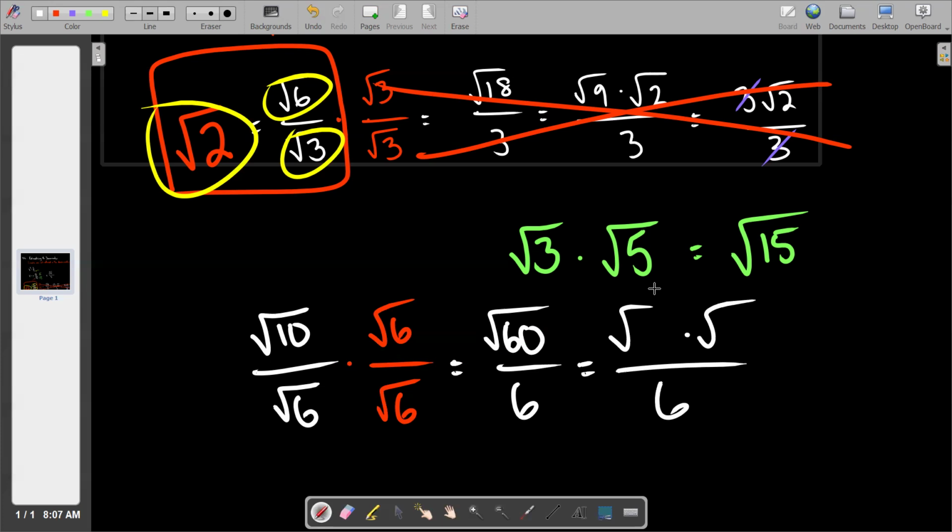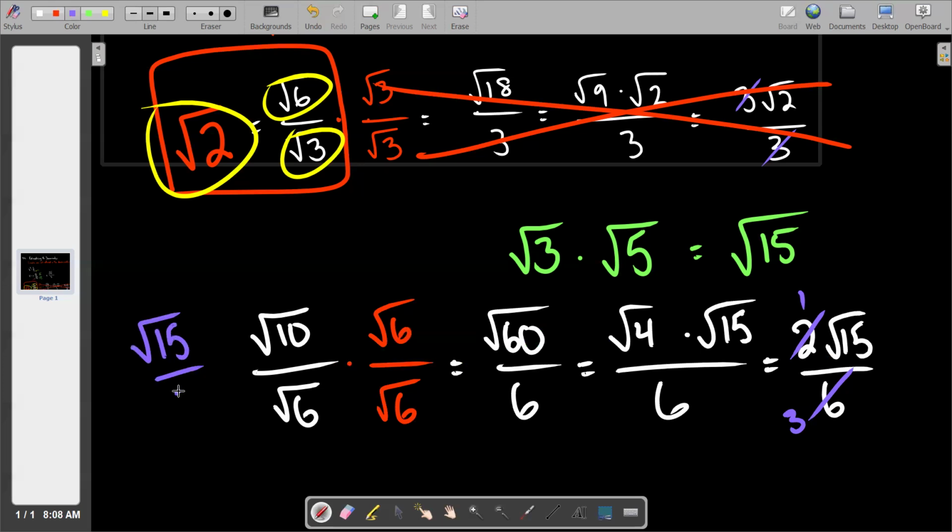60 has a lot of factors: 2, 3, 30, 6, 10. But the one I'm looking for, I haven't said yet. What is it? Yeah, that's my guy, 4 and 15. So this becomes 2 roots of 15 over 6. And then I would reduce the 2 and the 6, of course, like a fourth grader would, down to a 1 and a 3. So my answer here would be root 15 over 3.